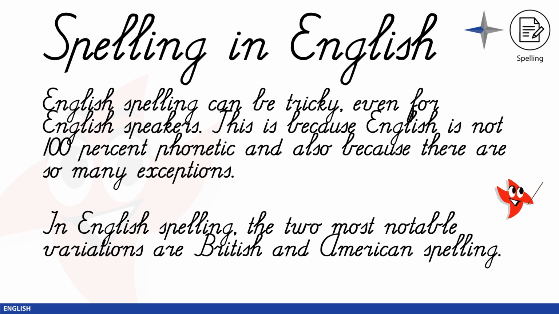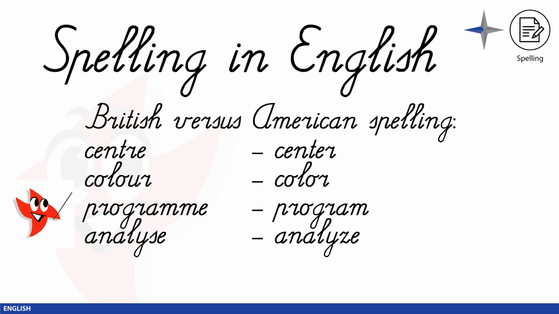Our icon is the icon of spelling. Spelling in English. Well, English spelling can be really tricky, even for English speakers. This is because English is not 100% phonetic, and also because there are so many exceptions. In English spelling, the two most notable variations are British and American spelling. To bring a few examples to the table, British versus American spelling, you have centre and center, pronounced exactly the same, but in British English you write it with T-R-E and American English T-E-R. You see the difference between colour and color, between programme and program, and between analyse and analyze.